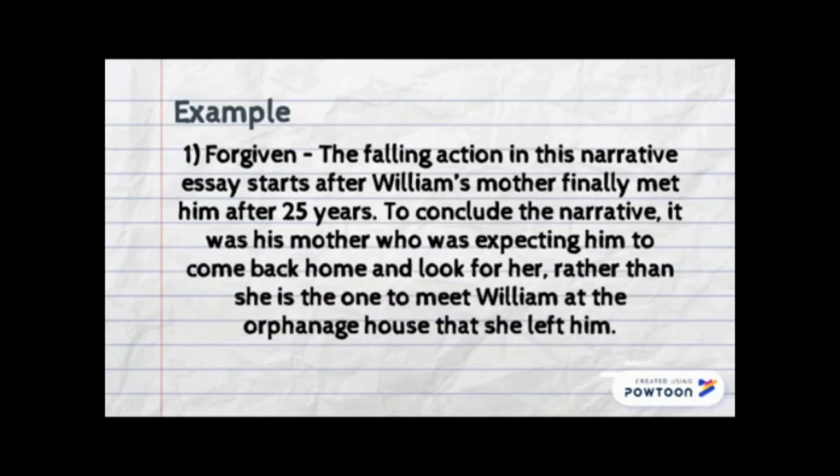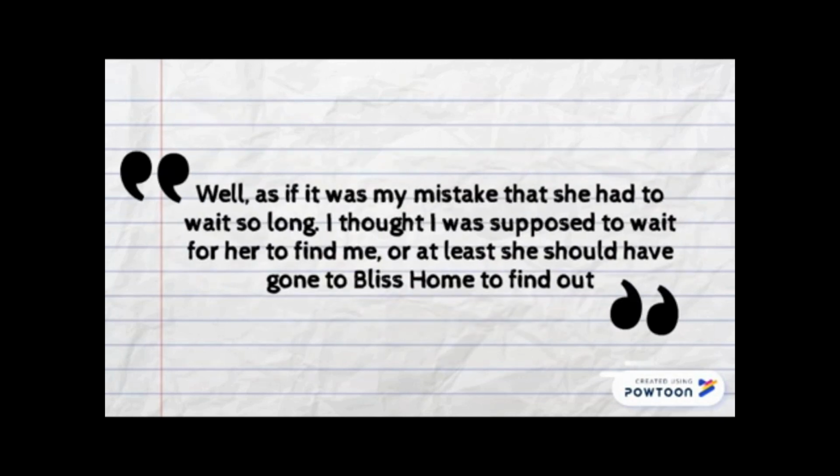For example, in Forgiven, the following action in this narrative essay starts after William's mother finally met him after 25 years. To conclude the narrative, it was his mother who was expecting him to come back home and look for her, rather than she being the one to meet William at the orphanage house where she left him. As for the text evidence, the narrator said, well, as if it was my mistake that she had to wait so long. I thought I was supposed to wait for her to find me, or at least she should have gone to Bliss' home to find out.